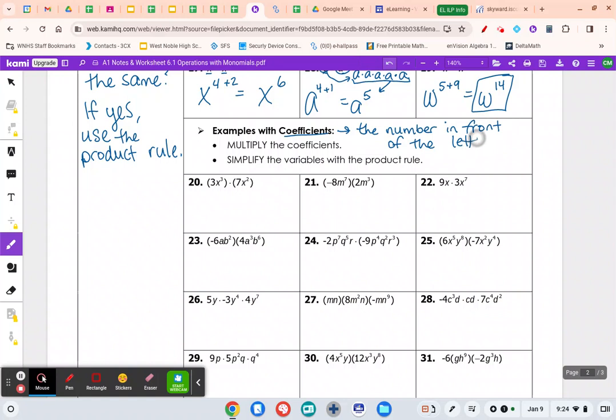I'll say the letter, so that way you really know. It's just the number in front of the letter. So coefficients work like normal. You just multiply them because that's what they're being asked to do. And then you simplify the variables with the product rule.